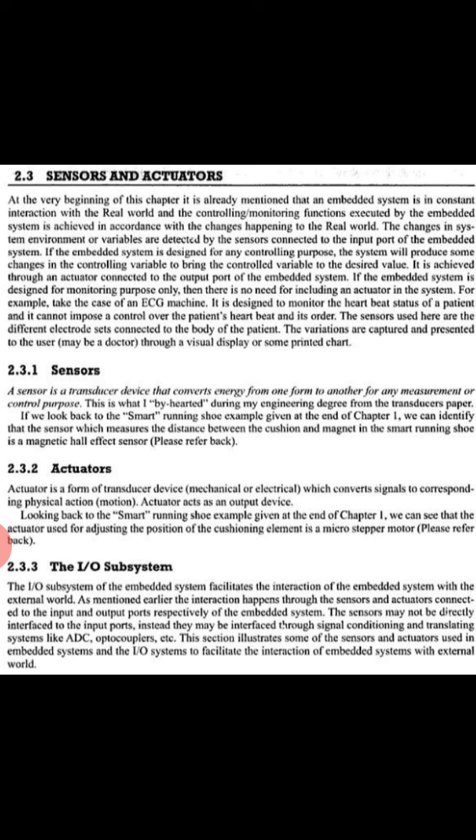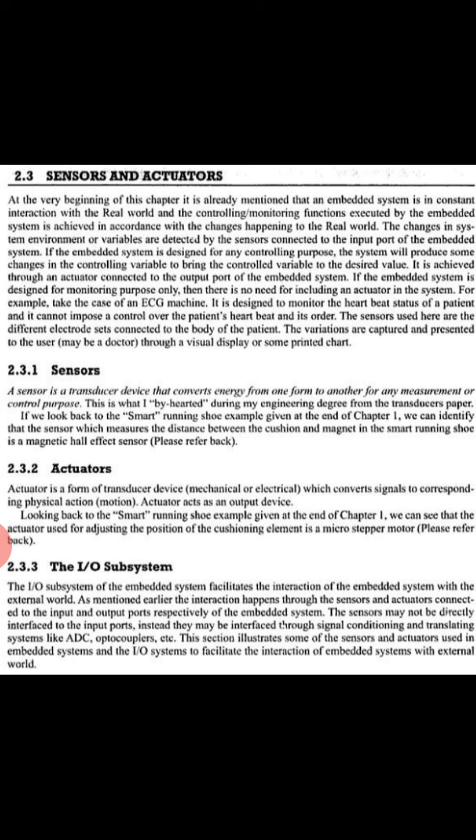Today we are going to start with sensors and actuators. It is the very beginning of this chapter. We already mentioned that an embedded system is in constant interaction with the real world, and the controlling or monitoring function executed by the embedded system is achieved according to the changes happening in the real world.